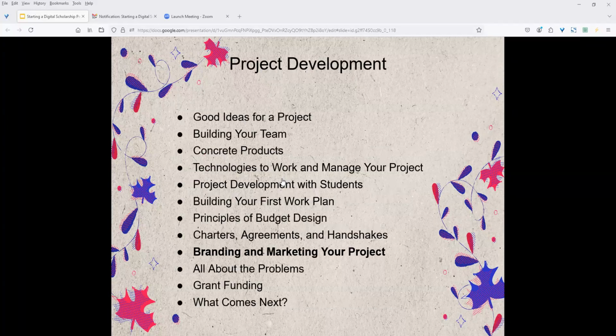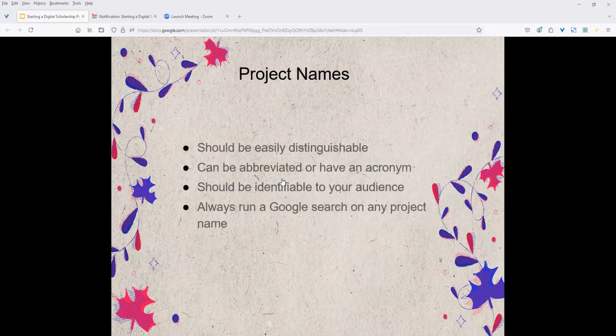All right, branding and marketing your project. So project names, they should be easily distinguishable. They can be abbreviated or have an acronym. You should be identifiable to your audience. And you can always check, do a Google search to see if anyone has a business name or whatever under that particular name that you've come up with. So it's always a good idea to check.